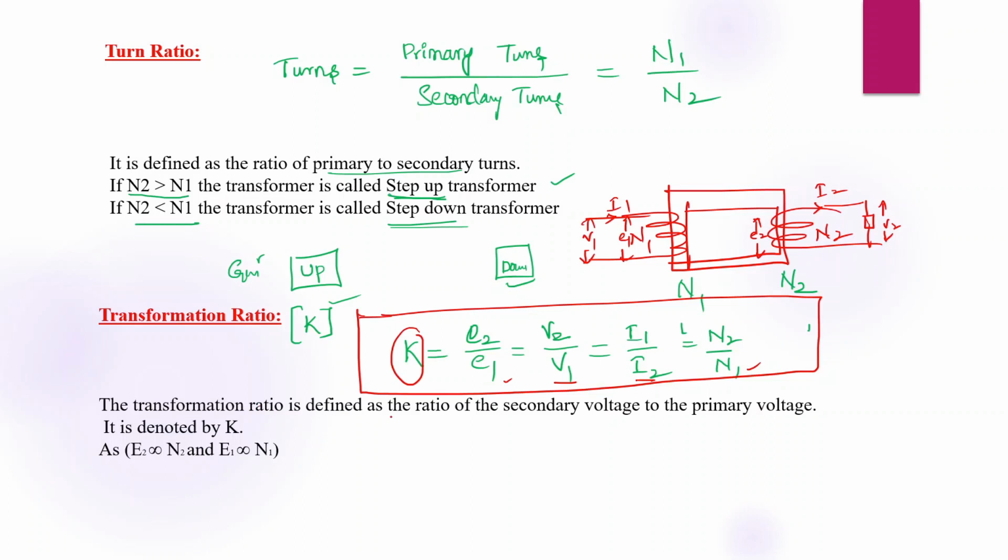The transformation ratio is defined as the ratio of secondary voltage to primary voltage. So this is the main definition actually. It is denoted with K, as E2 is proportional to N2 and E1 is proportional to N1. This can also be equal to N2 by N1. Now let us do one simple problem so that you can understand all these things.